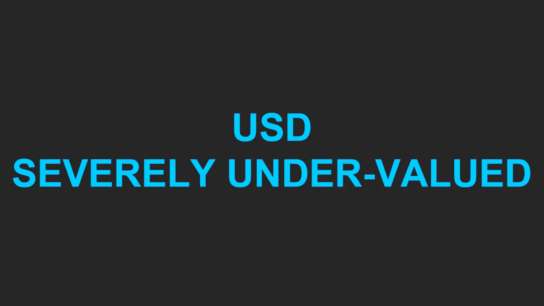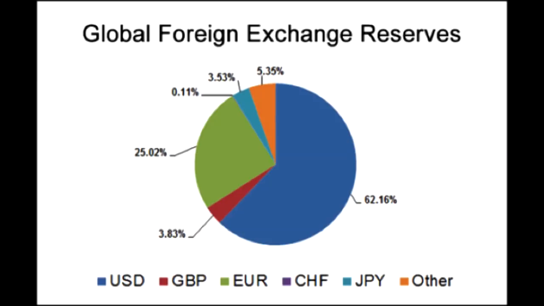Another one is also that the US dollar is severely undervalued. Now, the US dollar is considered the strongest and most used currency around the world. Based on statistics, it far exceeds the euro, the pound, the Swiss franc, the Japanese yen, and all other currencies in terms of currency holders around the world. The US dollar is like English. It's the international currency. It's the international language of business.